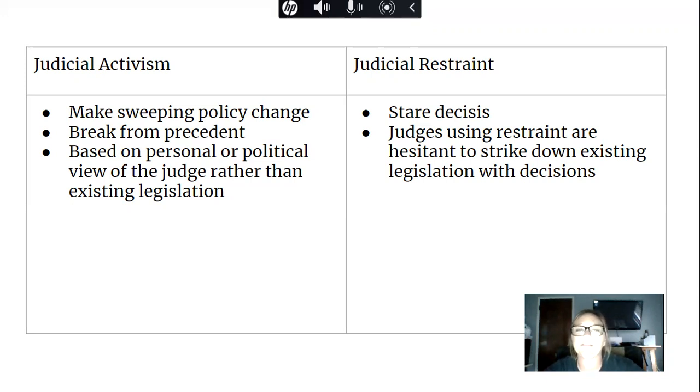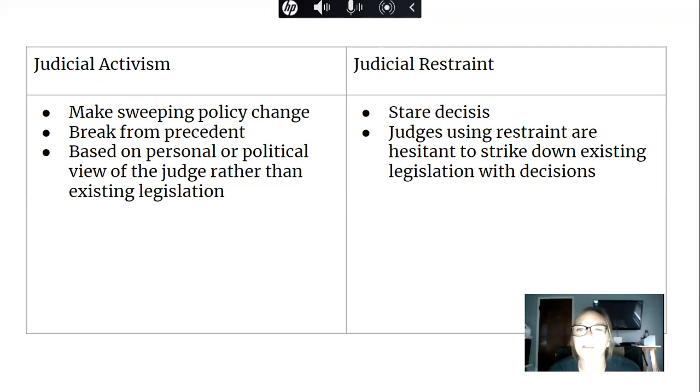And this is going to be based on the personal or political kind of judgment or viewpoint of a judge rather than existing legislation, which is exactly how Brown versus the board fits into that because at the time in the country in the 1950s, it was still law that separate facilities for whites and blacks was completely legal. So these judges had to look at this case and go, okay, something's wrong here. We need to break from precedent on this, which is using judicial activism.